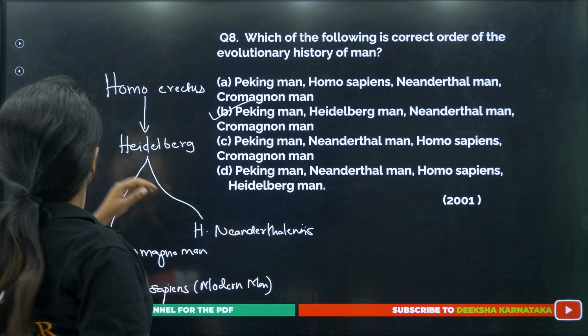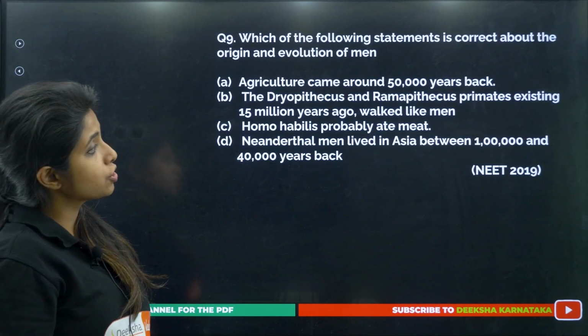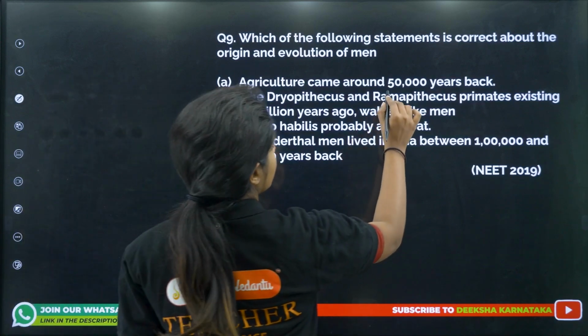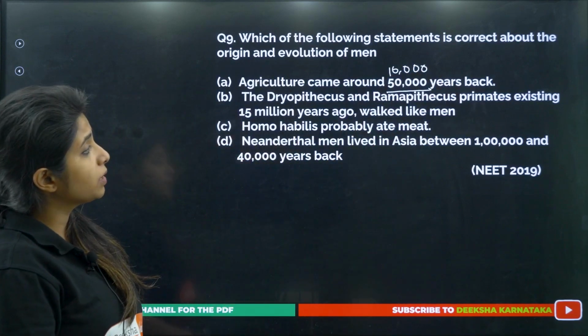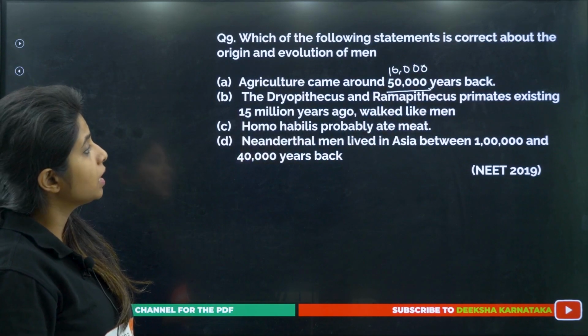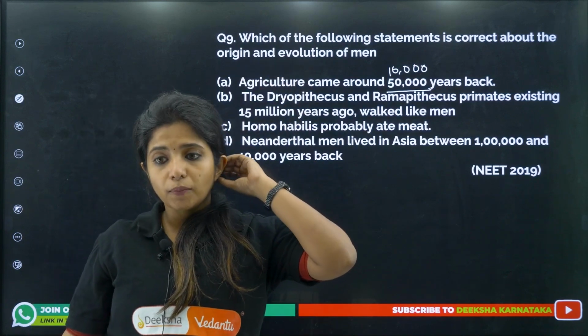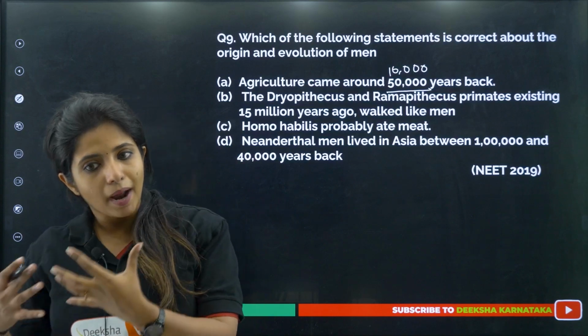2001 question. Now going ahead. Which of the following statements is correct about the origin and evolution of men? Agriculture came around 50,000 years back. No children, it came around 10,000 years back. These are all important things. The Dryopithecus and the Ramapithecus primates existing 15 million years ago worked like men. The first guys I told you that came were Dryopithecus and Ramapithecus, right? Dryopithecus had ape-like features, Ramapithecus had man-like features.